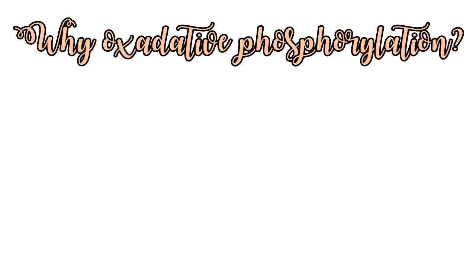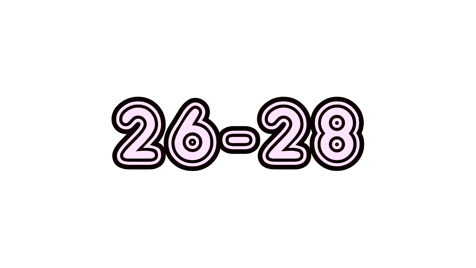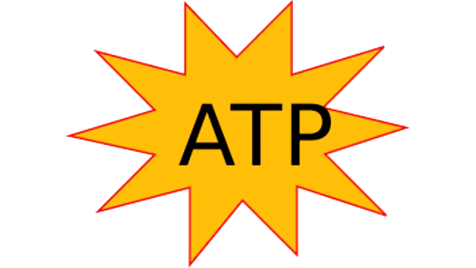Why is it called oxidative phosphorylation though? It's because ADP is phosphorylated into ATP and oxygen is necessary to keep electrons flowing. This step gives us a whopping 26 to 28 ATP. Which is a lot when it's out of 30 to 32.